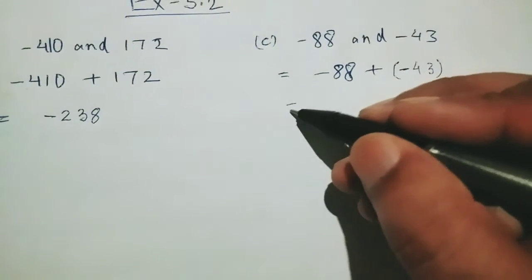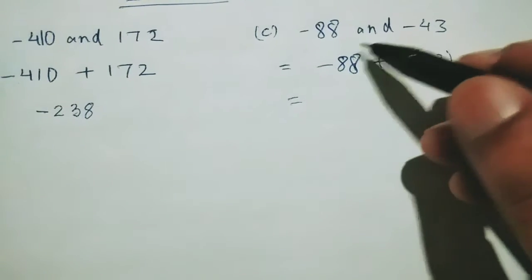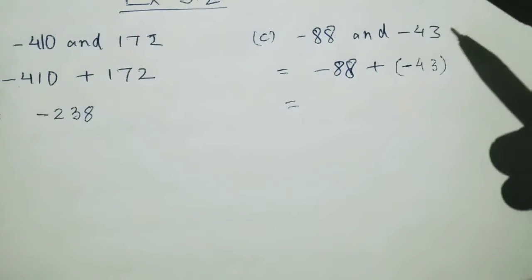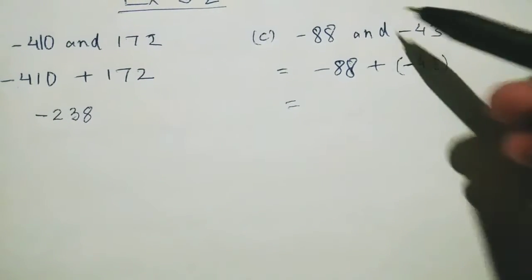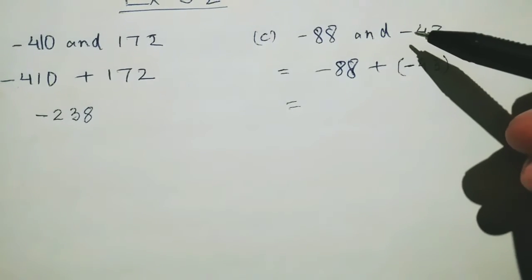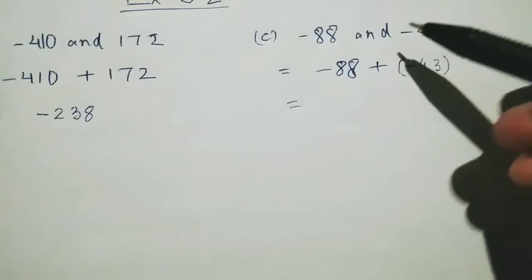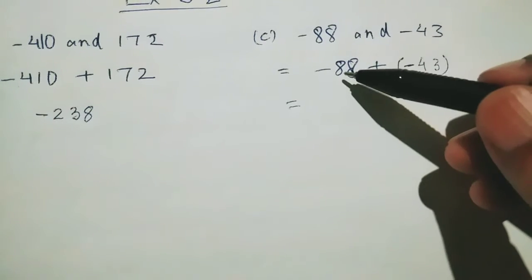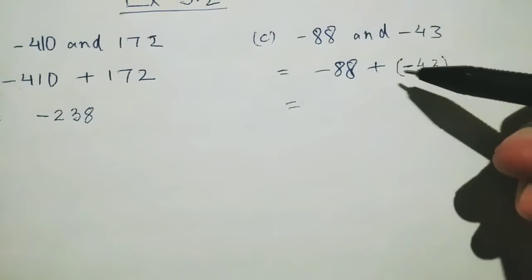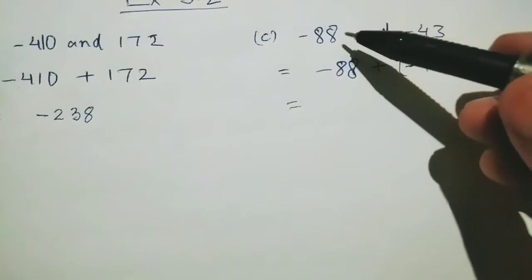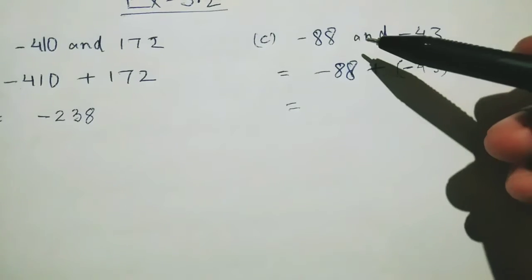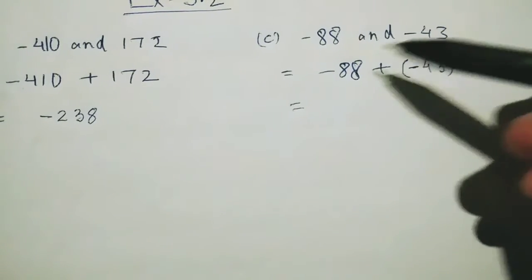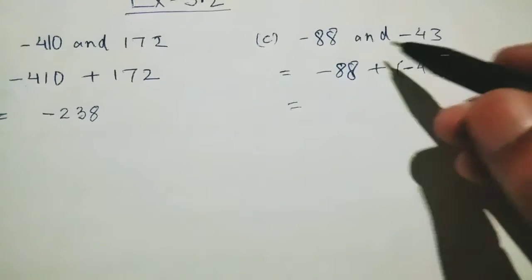So what you do when they have the same sign? When the sign is the same, then the answer sign will also be the same. Here minus sign is there, both having the same sign, minus sign. Then in the answer also minus sign will be there. And here you have to do the addition. When the integers have the same sign, then they should be added. Okay, this was the rule.